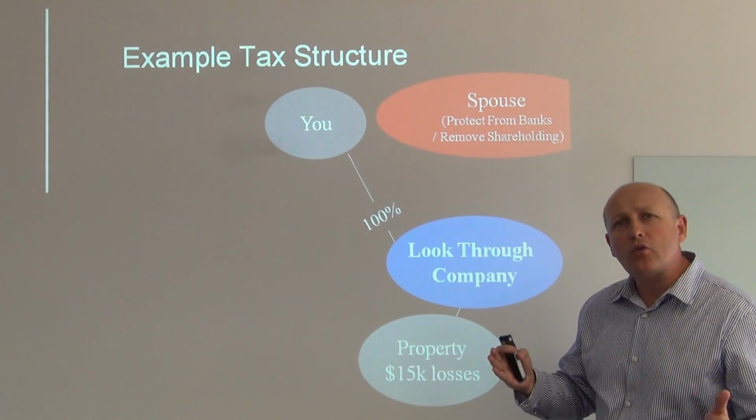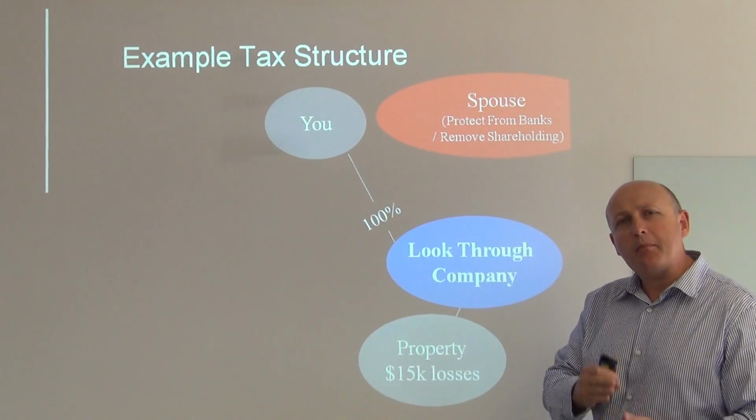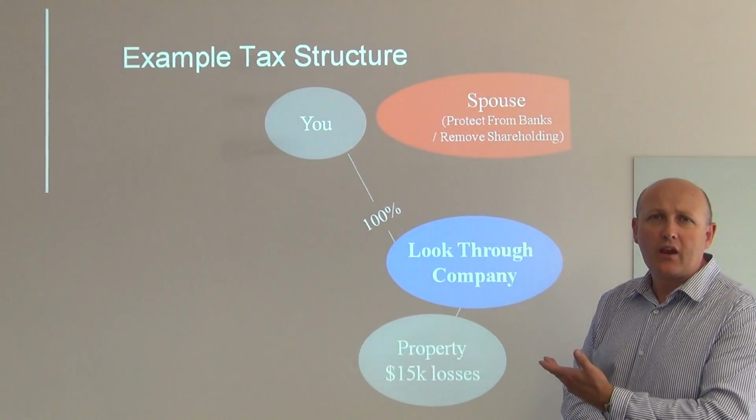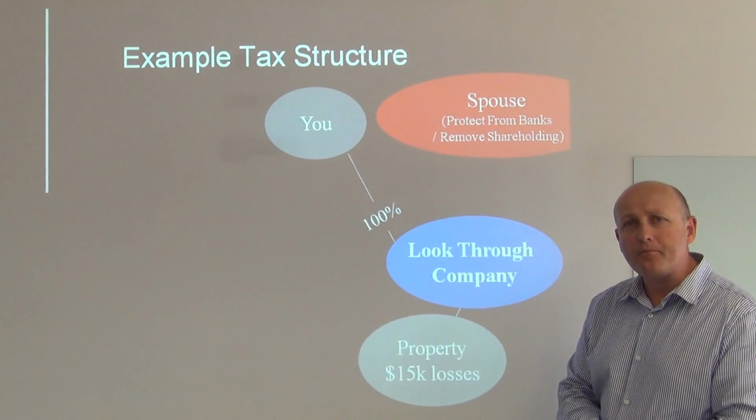Firstly, if you keep your spouse that's not earning out of the shareholding, you can make an argument with the banks that your spouse should not need to sign the personal guarantees with the bank. You should try and do that if you can. It reduces risk to your family.